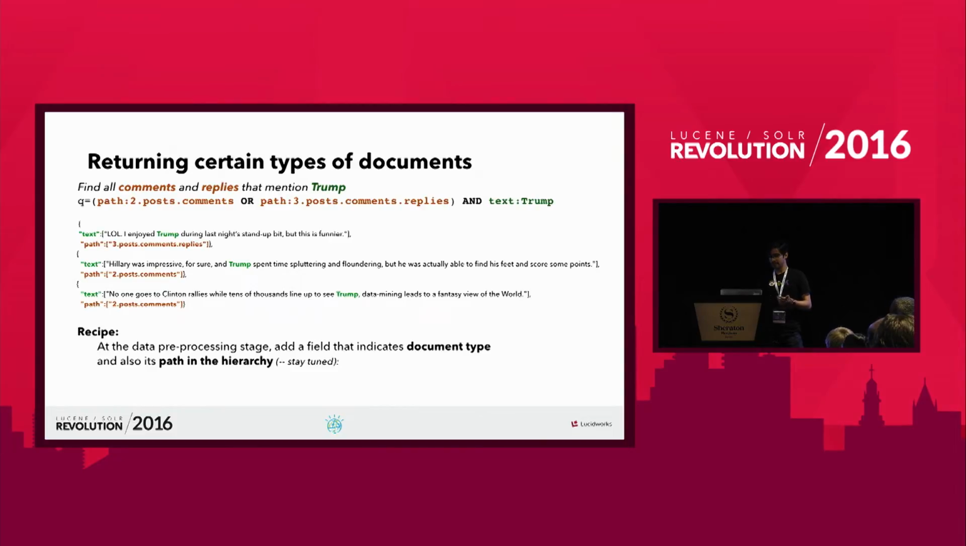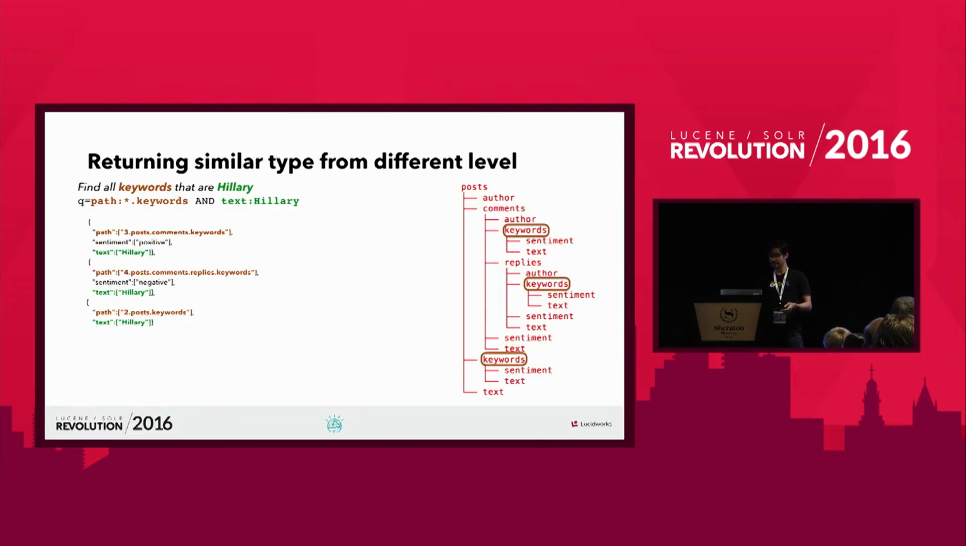So yeah, that's what I just said. Let's move on. Now what if you wanted to return similar types from different levels? Which basically means you want keywords, right? Now keywords, if you remember the structure, is right there. Keywords is a part of comments, replies, the post itself. All of them contain keywords.